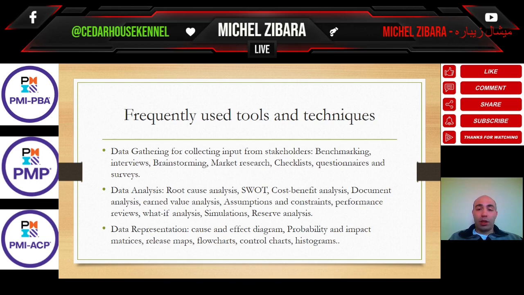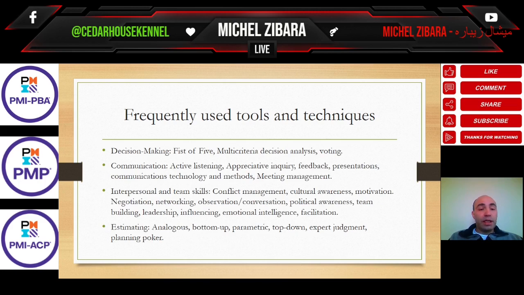Data representations, tools and techniques. Examples such as cause and effect diagram, or what is called Ishikawa or fishbone diagram, probability and impact matrices, release maps, flow charts or process charts, control charts, and histograms. I would like to mention that whatever I am listing from tools and techniques, they are not all of them. These are the frequently used ones, right? Of course, we're going to cover them, and we are going to cover more in the next presentations.